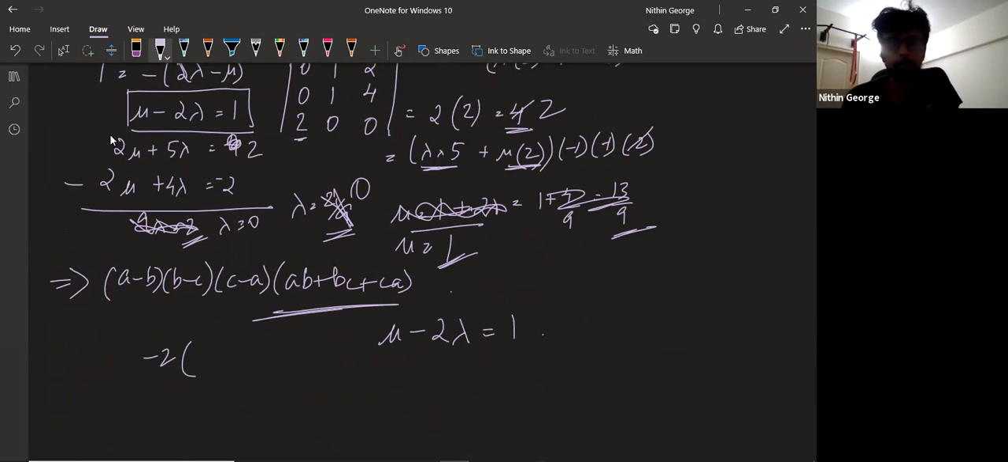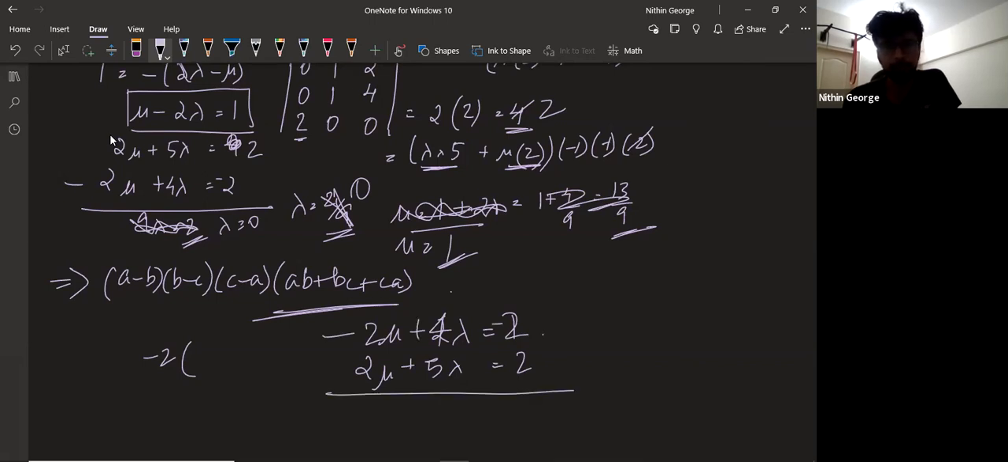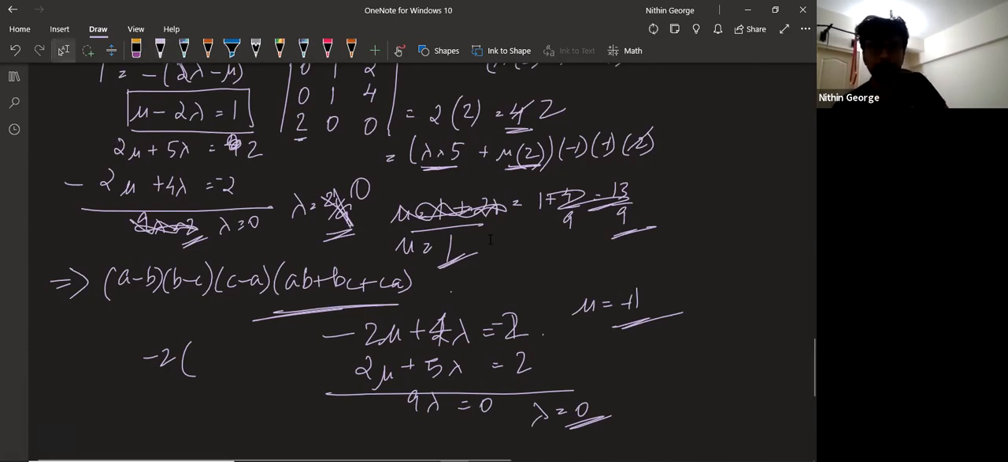And 5 lambda plus 2 mu equal to 2, the second equation I get. First equation I multiply by 2. This is what I get. And then I subtract both of them. I get 9 lambda equal to 0, or in other words, lambda equal to 0. And if lambda equal to 0, mu equal to minus 1. Sorry. Mu equal to 1. Right. If lambda equal to 0, mu is equal to 1. And yeah, this is what you get.